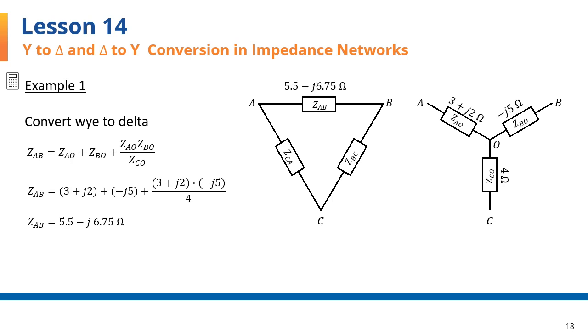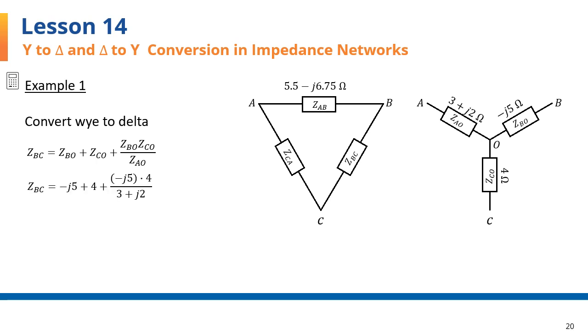Next, I'll calculate the ZBC, and this is the equation for it. Substituting again for the values from the Y-connected impedances, the answer comes to 0.9231 minus J 9.615 ohms, and that goes here on the figure.